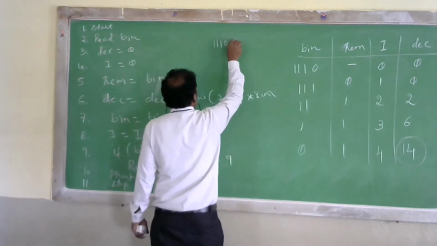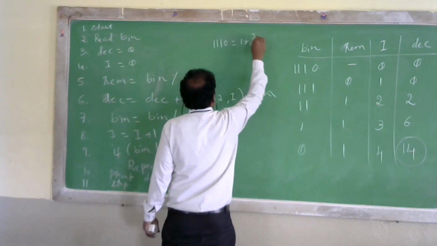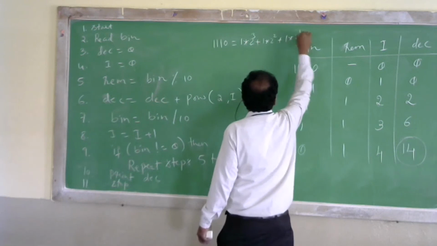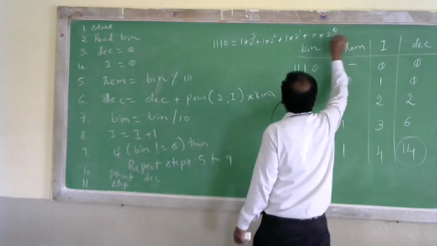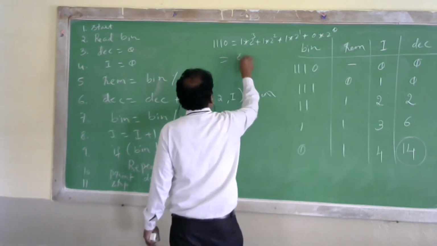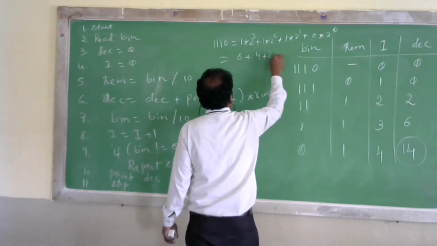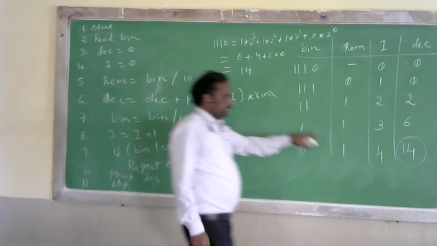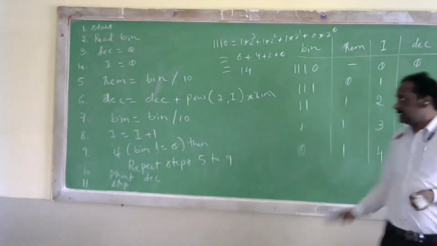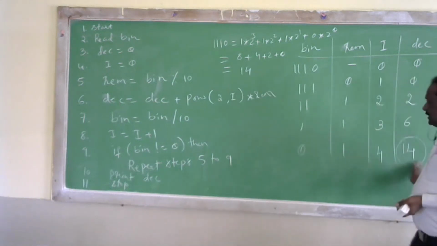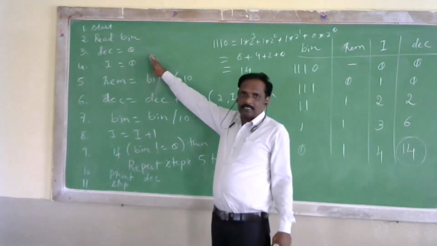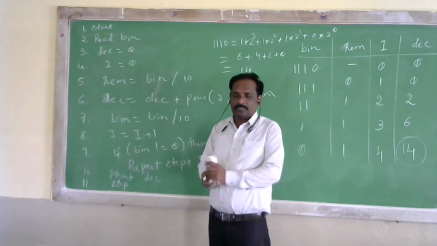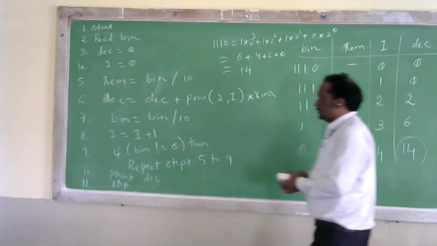So what is the binary 1110? It is equal to 1 into 2 power 3 plus 1 into 2 power 2 plus 1 into 2 power 1 plus 0 into 2 power 0. So 2 power 3 is 8, 2 power 2 is 4, 2 power 1 is 2, 0 into anything is 0. So this is 14. This is manual calculation. This is the algorithm tracing. So both are same. Then we say that our algorithm works for any binary value, converts into decimal value. Now we shall see the flow chart.